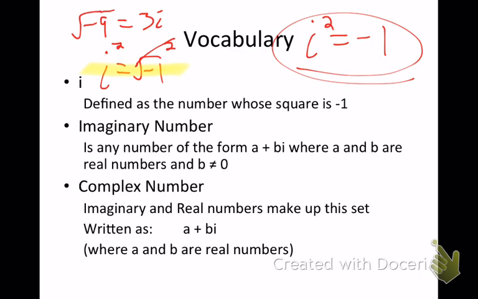An imaginary number, we talked about that already. An imaginary number is a number of the form a plus bi, where a and b are real numbers, and b cannot equal 0. So that's an imaginary number, it has both parts there, with the i there. And then complex numbers: imaginary and real numbers make up the set. It's written as a plus bi, where a and b are real numbers, and again, b cannot equal 0. You have the complex numbers there.